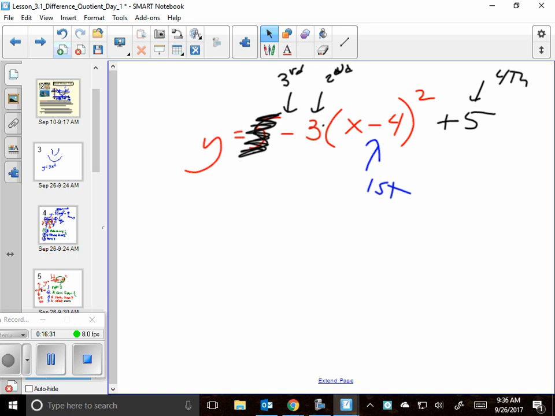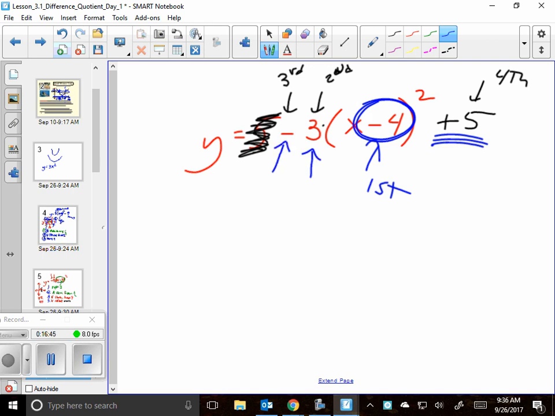And just a quick reminder about how that would mean right 4. Even though it seems like it's to the left, it's actually to the right. Stuff on the inside is opposite of what you'd think. That's right 4. That would be up 5. That's a vertical stretch because it's on the outside. And that is a reflect or a flip.